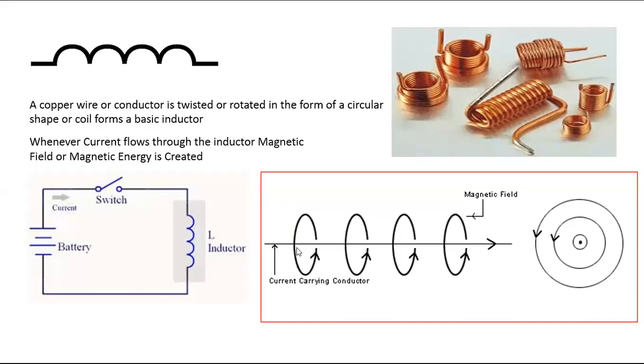Right. Now you see, this is one copper rod or copper wire, a straight line. How is magnetic energy created? Magnetic energy will be circular in shape.